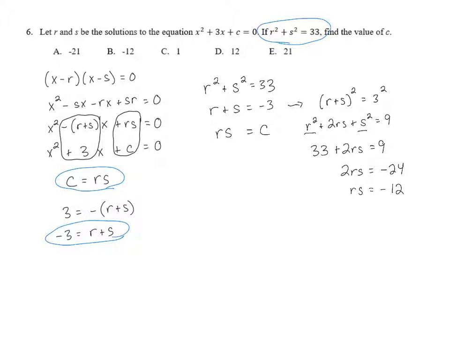But we know that rs is equal to c, so when we substitute that in, we get c equals -12, which is answer choice B.